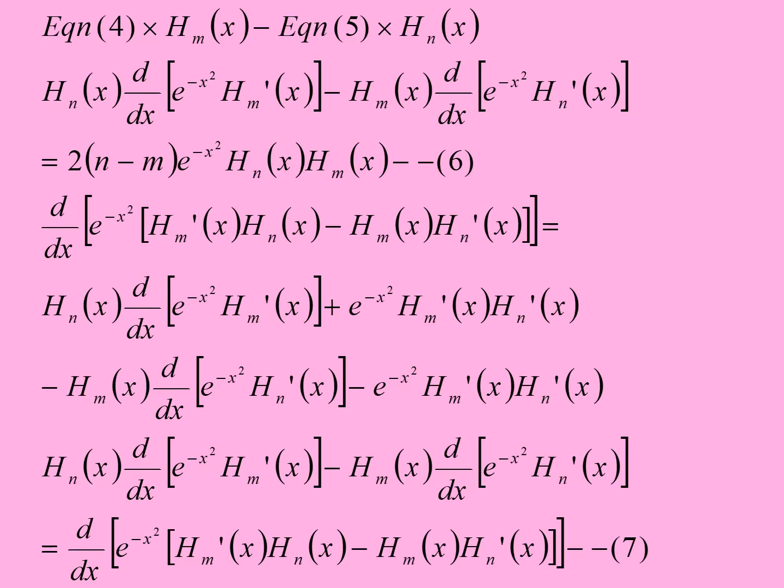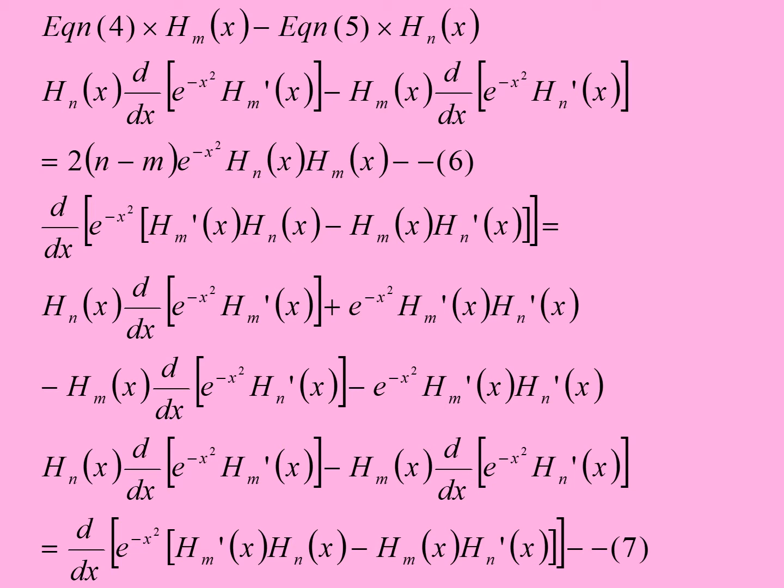Now you multiply the fourth equation by Hm of x and the fifth equation by Hn of x and subtract one from the other. Then you can get Hn of x d by dx of e power minus x squared Hm prime of x minus Hm of x d by dx of e power minus x squared Hn prime of x is equal to 2 into n minus m e power minus x squared Hn of x Hm of x.